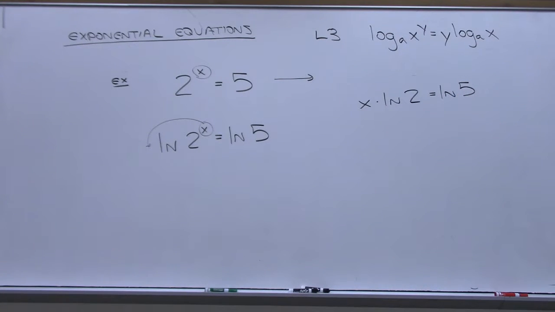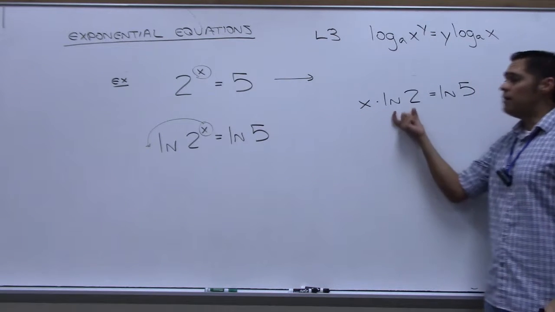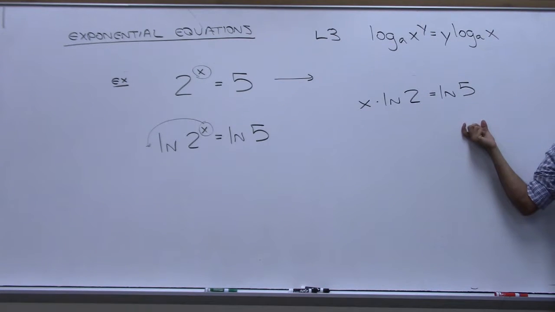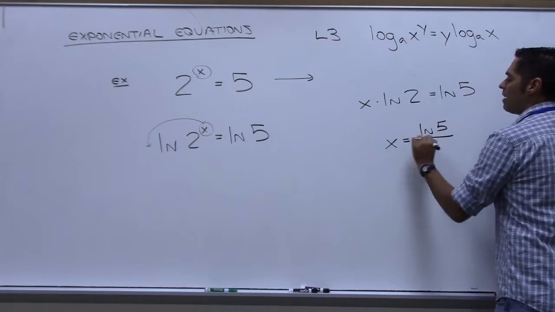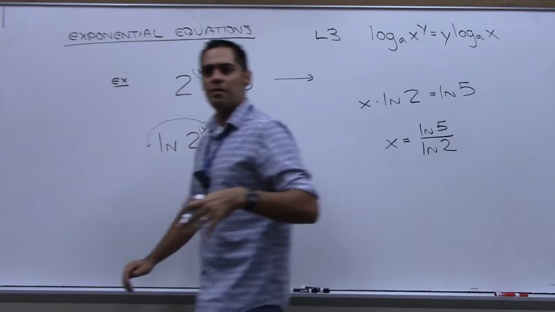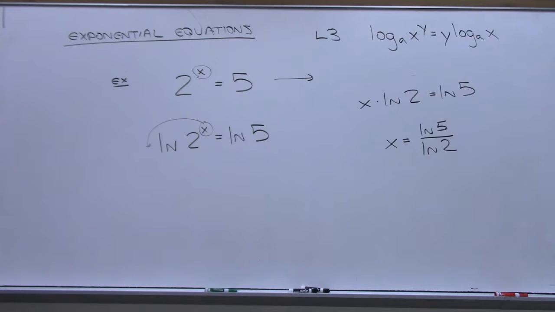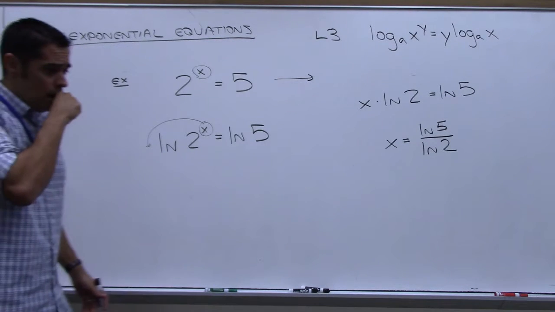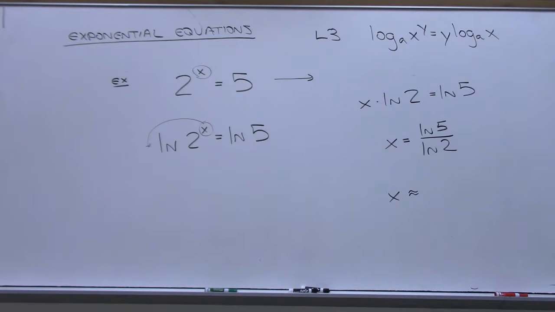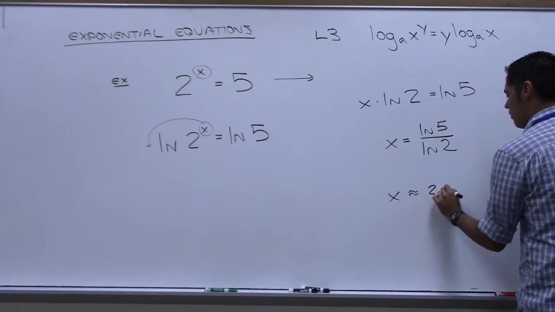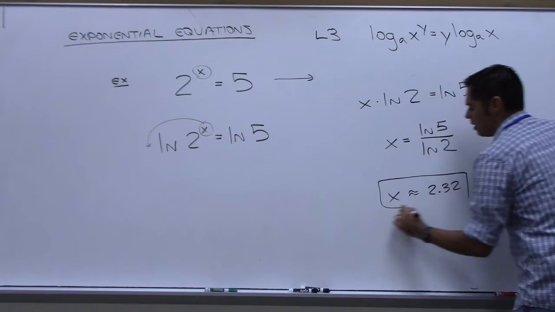And so now since this is multiplication and we're trying to get x by itself, we divide both sides by natural log of 2. Right? You want to get this out of here? Yeah. Divide both sides by natural log of 2. Isn't that exactly the same computation we would have done had we done the change of base formula? Yes. It's the same thing, isn't it? So go ahead and get your calculator out and let's get an answer here. It's going to be a decimal. 2.32. That looks good.